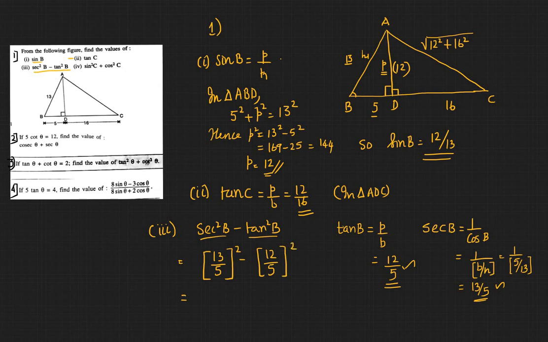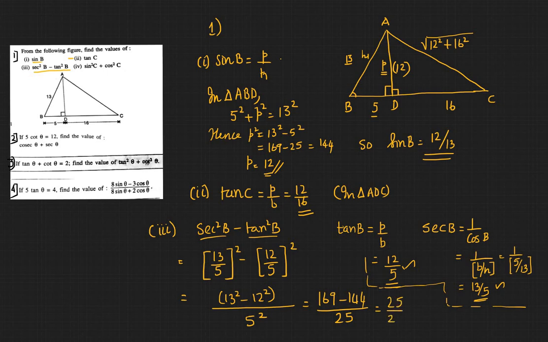So you can take your denominator, which is 5 squared, and this will be 13 squared minus 12 squared. That will be equal to 169 minus 144 divided by 25. All right, that will fetch us 25 by 25, and that will be equal to 1. So that's your third answer.